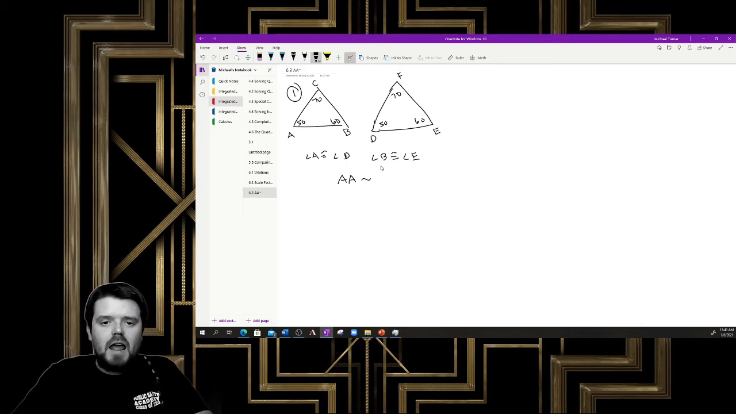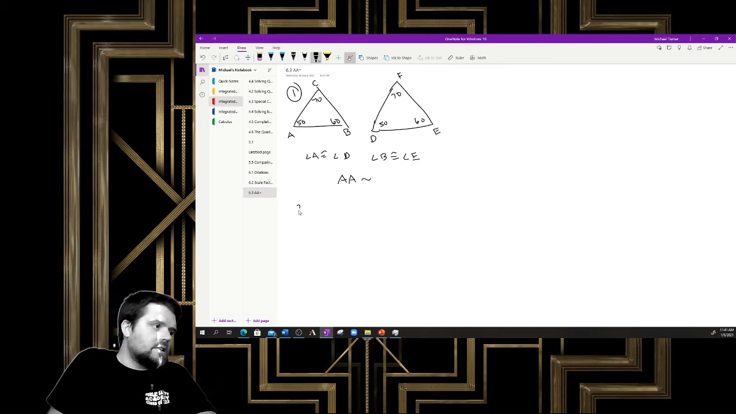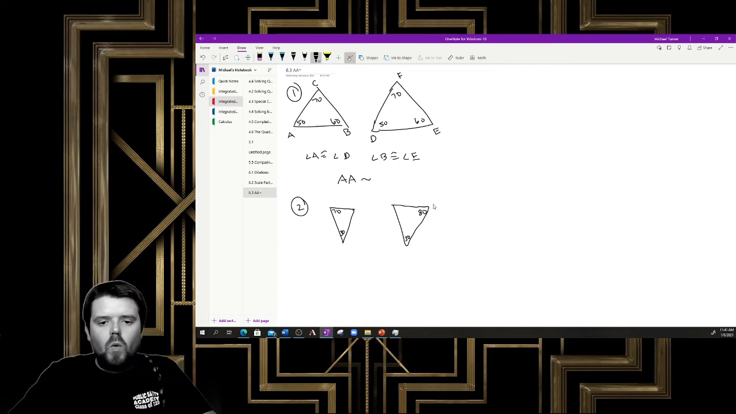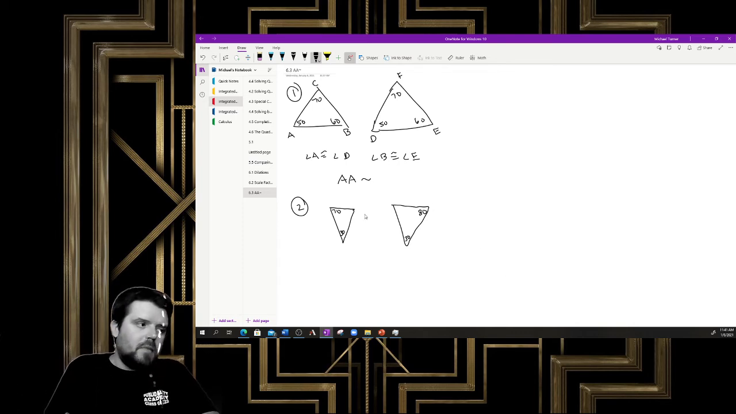Unfortunately, not every question is as simple or straightforward as this. We're not always going to be given all the measurements. So for instance, let's say I have two more triangles, and let's say these have a measurement of 30. I'm going to say this is 70, and let's say here I have 30 and 80. Well, those measurements don't match up, right? I have two 30s, but on the top I have a 70 and 80.